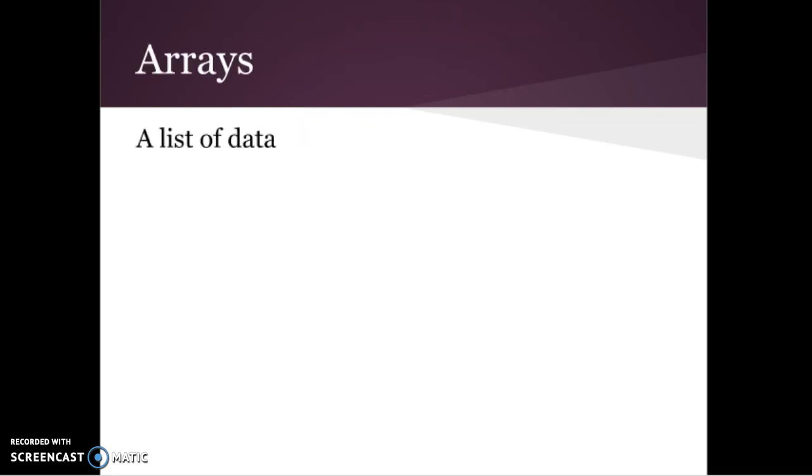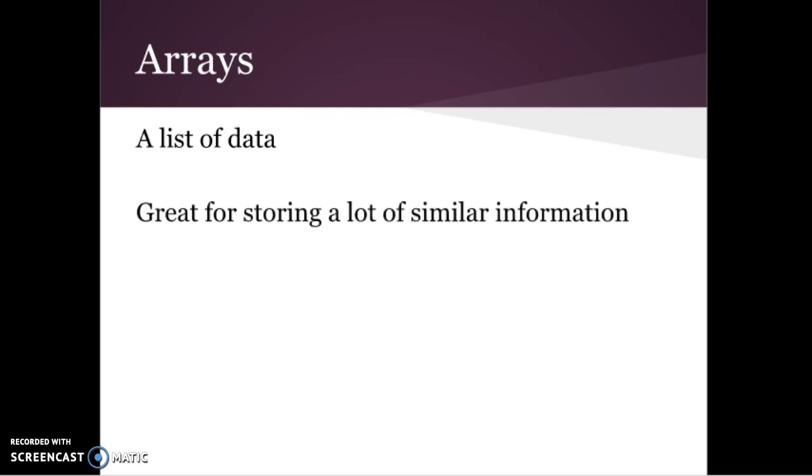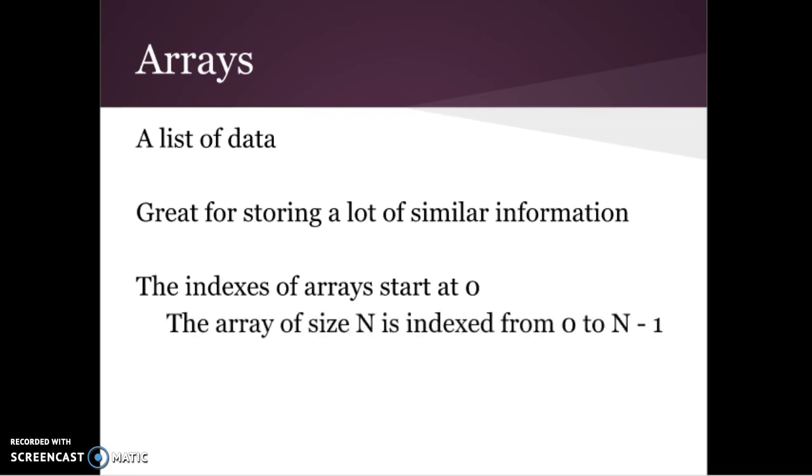So, like I said before, an array is just a list of data. It's great for storing lots of similar information. The indexes of an array always start at 0. This is just like strings. That means if you have an array of size n, it's indexed from 0 to n minus 1. So if your array is of size 5, the indexes in the array go 0, 1, 2, 3, 4. If your array is of size 3, your indexes are 0, 1, 2. So it's always one less than the size of the array. This is exactly like strings.